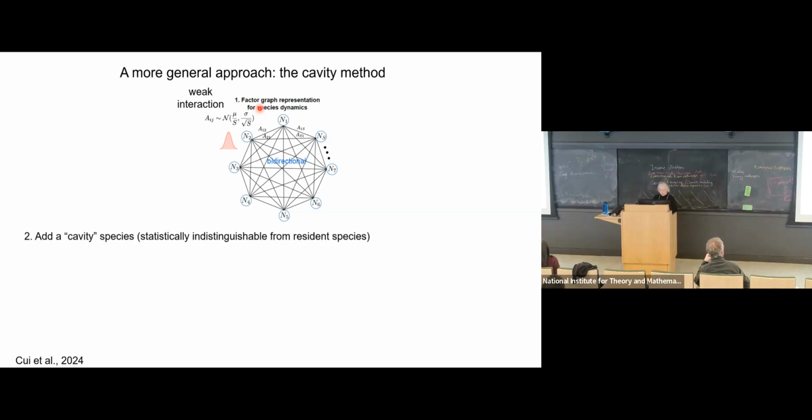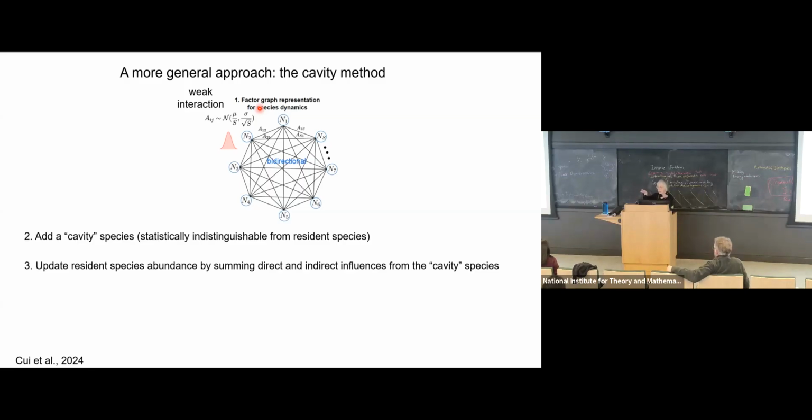Then the procedure is more or less like this: you add a cavity species, which is statistically indistinguishable from the resident species. Then you update the resident species abundances by summing the direct influence from the intruder, the invader, and the indirect interactions, because the invader affects the other species, and the other species in turn affect you. From this, you can calculate the equilibrium abundance distribution of the cavity species across different communities. So you have a distribution, and in some communities the cavity species would go extinct.